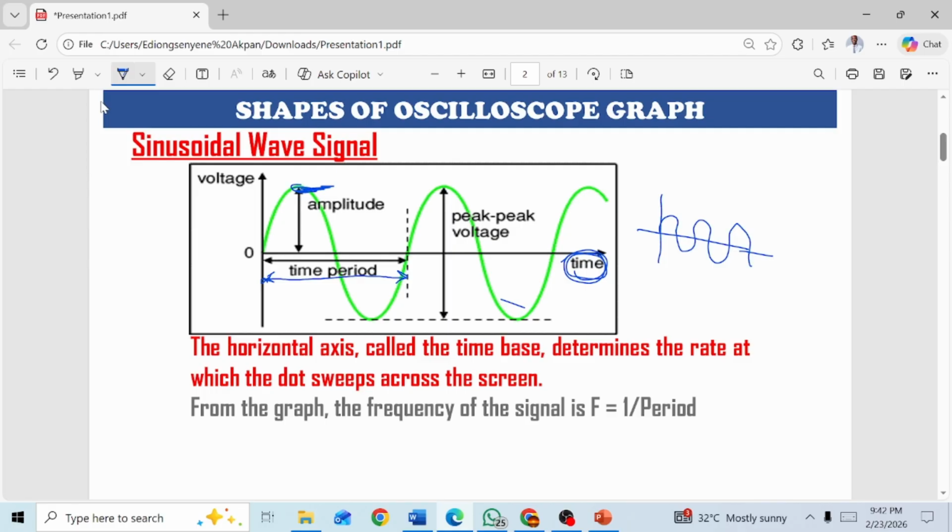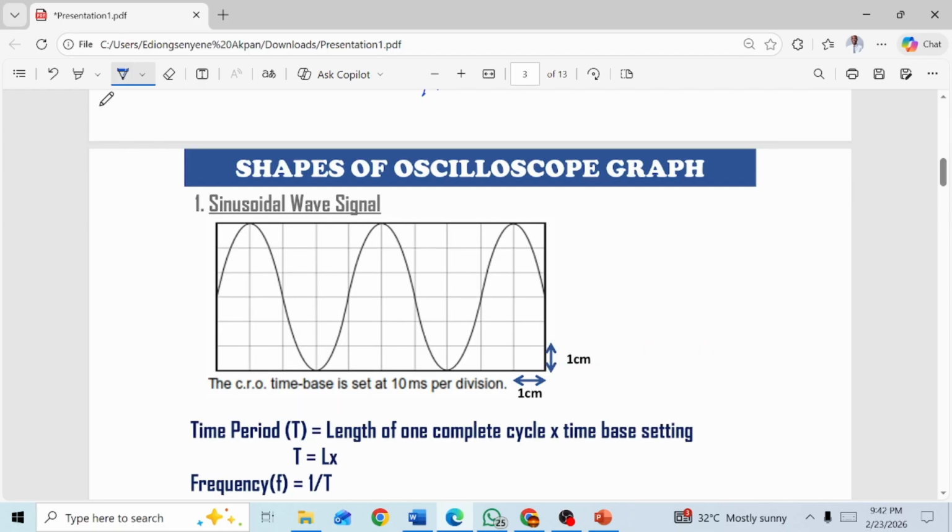The horizontal axis, we call it the time base. It determines the kind of signal you use. And when you know the time base, you use that to find the period, then you use that to find the frequency. I'm going to show you how they connect so that you can do it yourself. Let's look at the first one now.